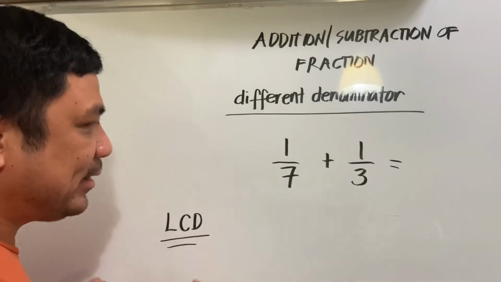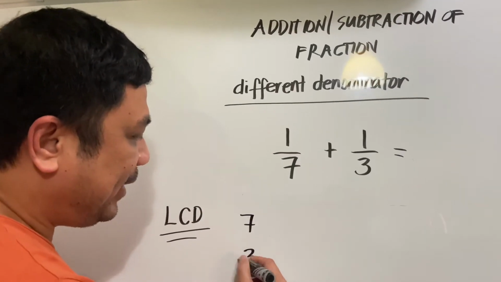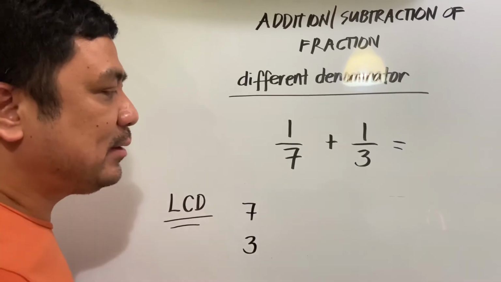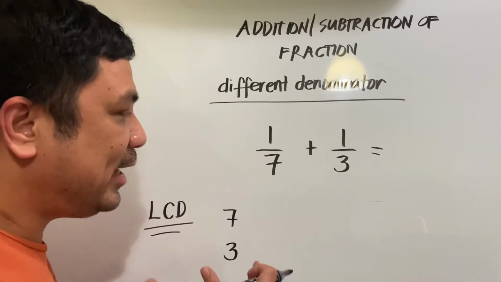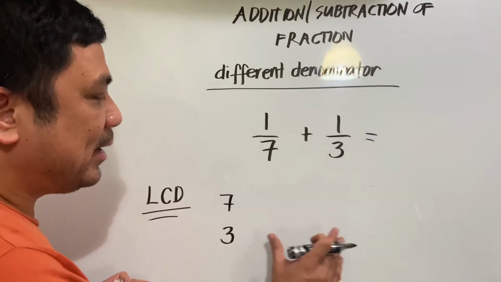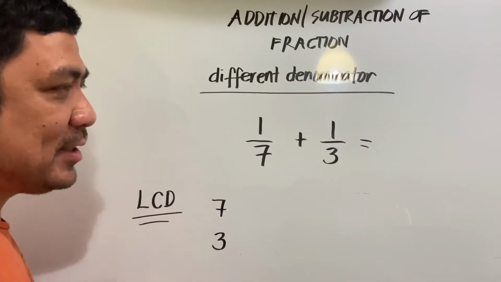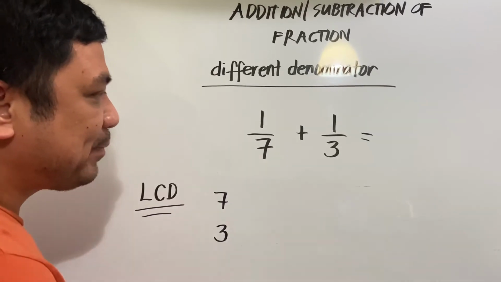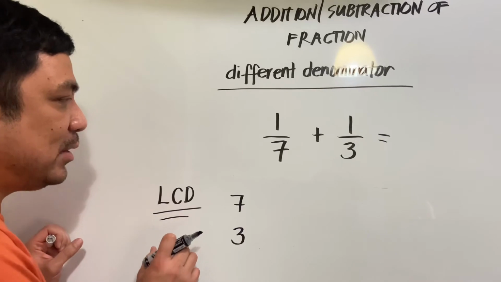So let's try to get the least common multiple of 7 and 3. So that is 7, 3. This is just for beginners. As long as you are used to dealing with fractions, more or less you will not do the same procedure as this one because it's time consuming. But for the sake of our discussion now, I'm doing this just to illustrate how to get the least common denominator or least common multiple.